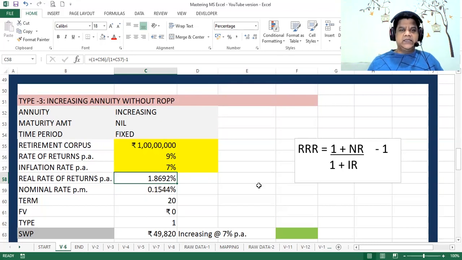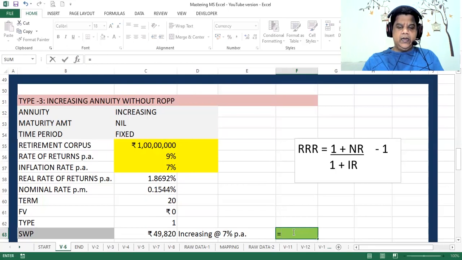1.8692. But still, this is the annual real rate of returns. I will have to go back and calculate the monthly rate. So for that, I use a nominal function. Fine. I'm calculating the nominal monthly rate. Now let's do the rest of the calculations.